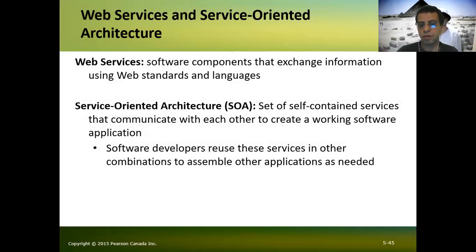SOA, or service-oriented architecture, is a set of self-contained services that communicate with each other to create a working software application. Software developers usually have one way of doing programming: they cut it into small pieces, or they bring small pieces and add them together, and you add more pieces together to develop a new one. So it becomes more sophisticated. A software developer reuses this service and other combinations to assemble other applications as needed.